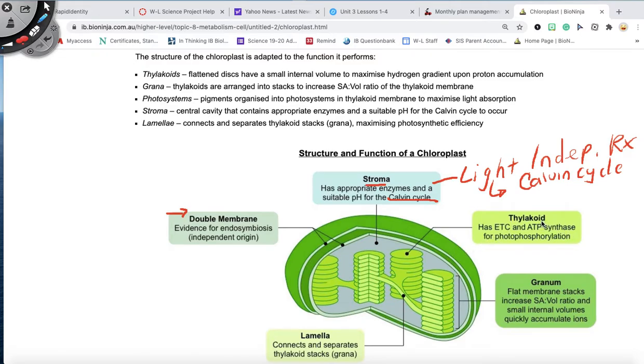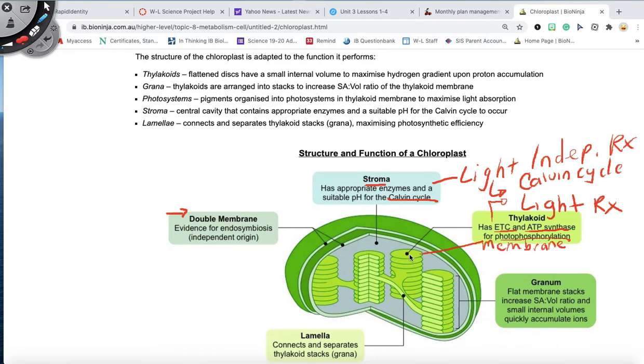With the thylakoid, there are thylakoid membranes. And within that membrane is where we see the electron transport chain, ATP synthase, and photophosphorylation happening. So it's within that membrane of the thylakoid that we see the light reaction. And within the light reaction, we find the electron transport chain, and we find the process of photophosphorylation.